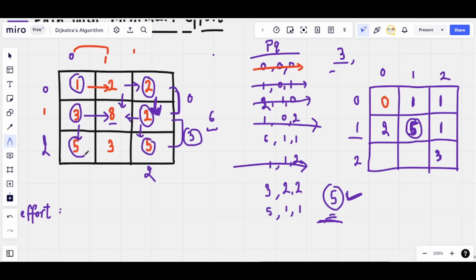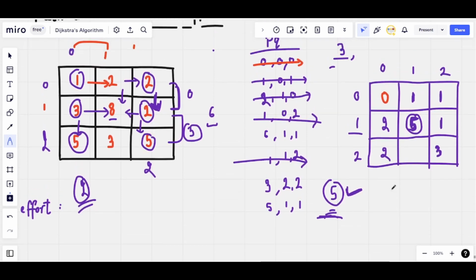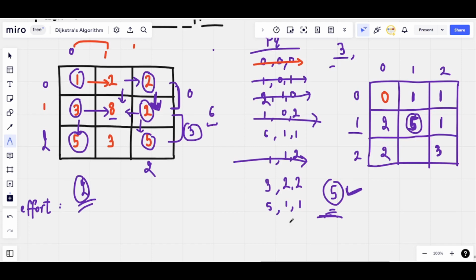Also traverse cell 2 0. To move to 2 0, I would require an effort of 5 minus 3, which is 2. For cell 1 0 we have 2, and to move to cell 2 0 we have 2. So to move from 0 0 to cell 2 0 along this path, from 0 0 to 1 0, then eventually to 2 0, we require 2 units of maximum effort. We update the array with this 2. Also push this cell into the priority queue, so push cell 2 0 along with its effort, that is 2.